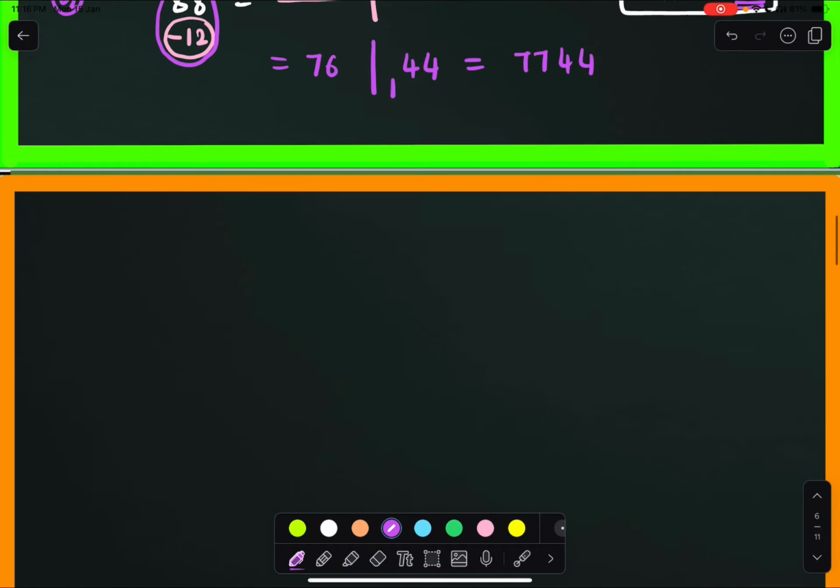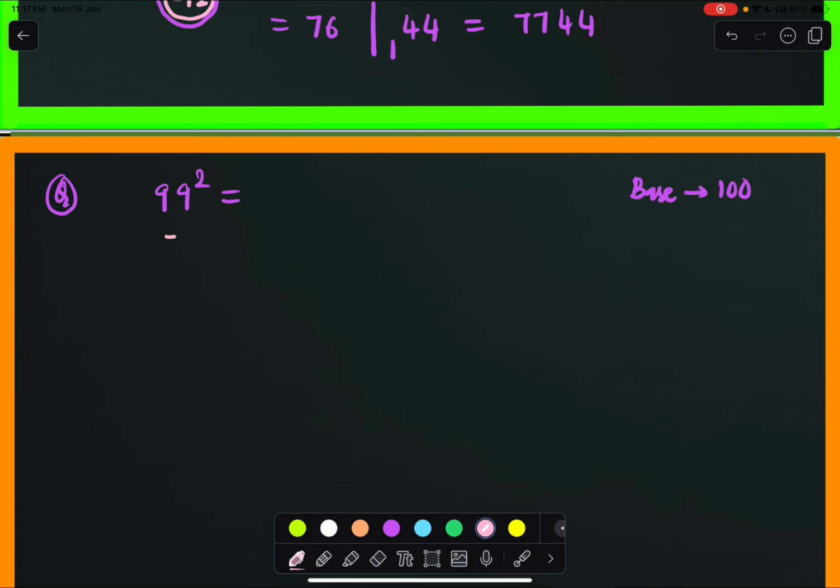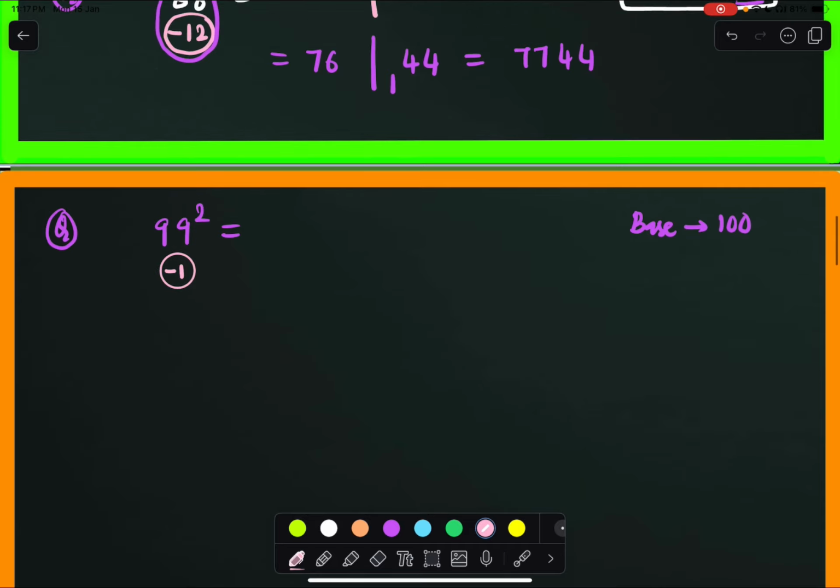Now similarly take one more example. I want to calculate the 99 square value, right? So your number is very close to the base 100, right? Now your 99 is how much less than 100? 1 less than 100. Below this particular number, inside the circle, write -1. It indicates your number is 1 less than 100, right?